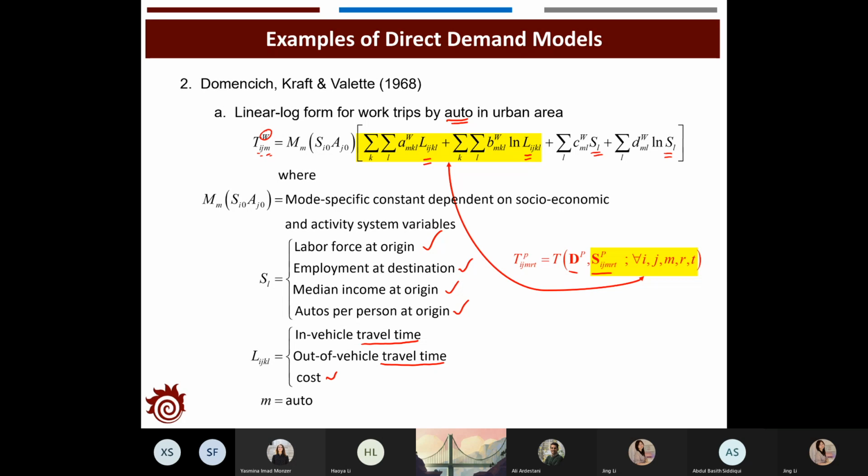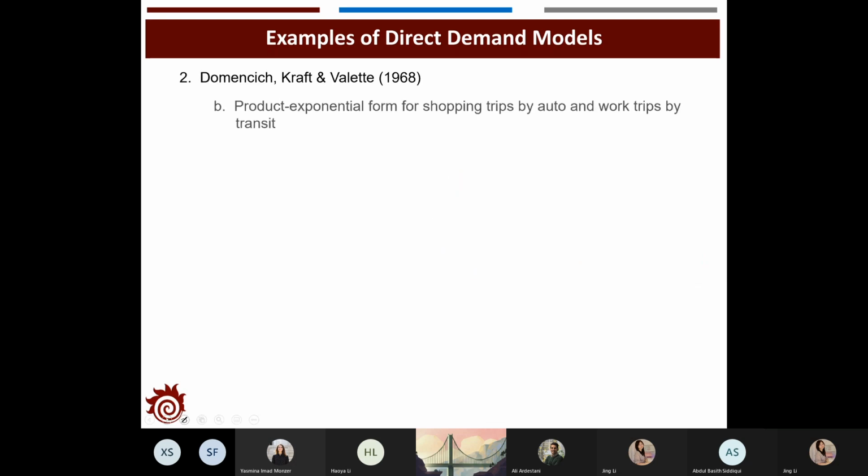So that would be another one, the DKV model, and it's only designed for the work trip with the passenger cars. It also has another component for the other types of trips, the shopping trips with the passenger cars, and the work trip by the transit. So this one can represent two different types of trips. And the equation is still very complicated.